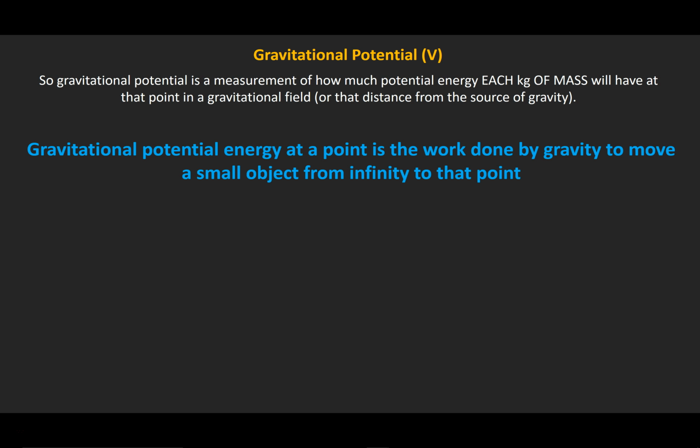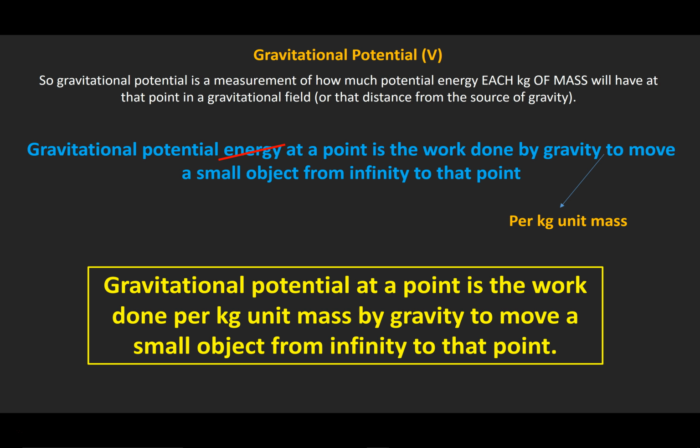If we look at the old definition for gravitational potential energy, we can now tweak that to get the definition for potential. If we get rid of the energy, so we've just got gravitational potential, and we know it's the work done per kilogram unit mass, we get our new definition, and this is one that you do have to learn. Gravitational potential at a point is the work done per kilogram unit mass by gravity to move an object from infinity to that point. It is a bit wordy, but it's basically just saying how much energy per unit mass does gravity have to do on an object to move it from infinity to a point in the field.